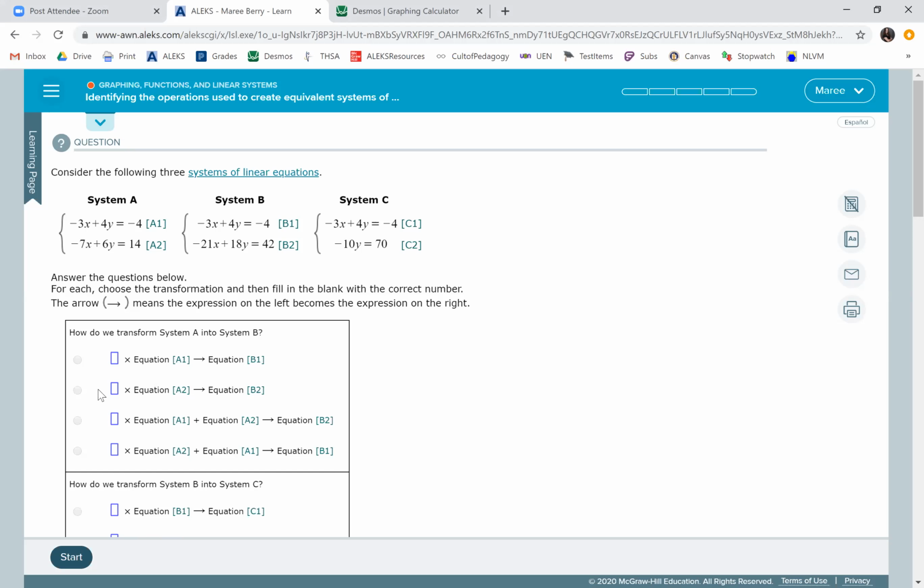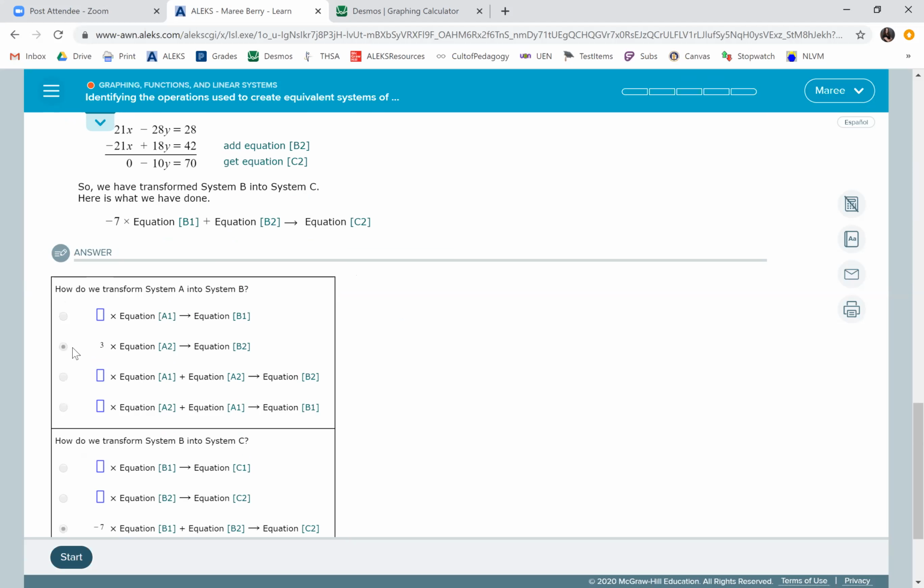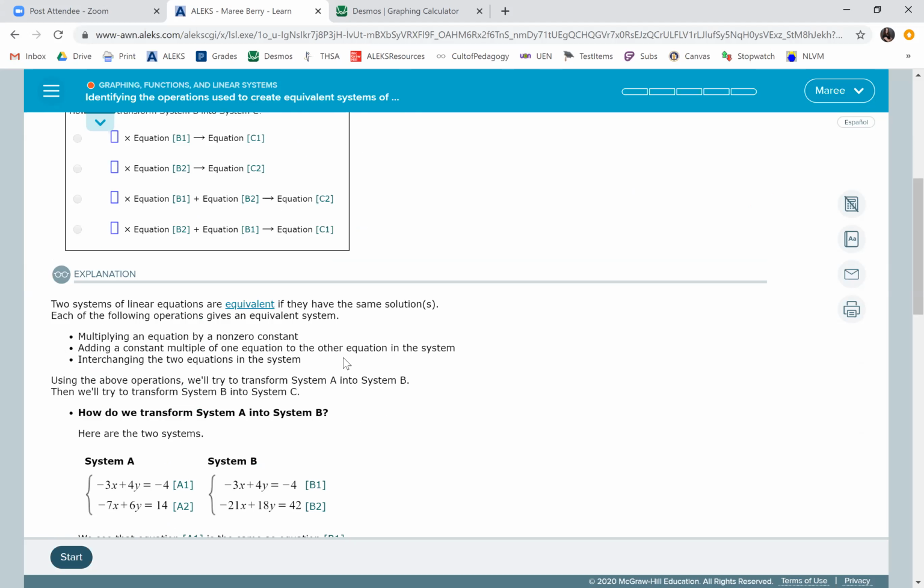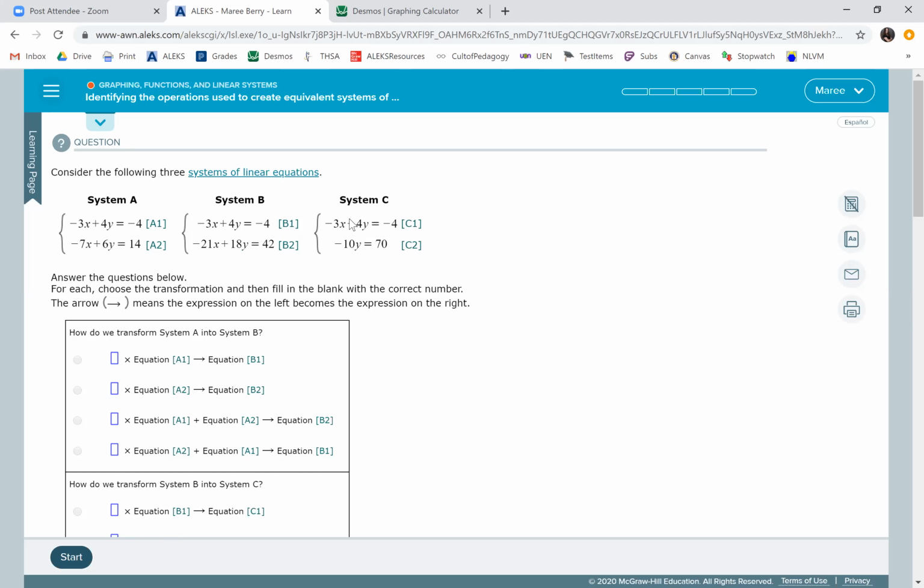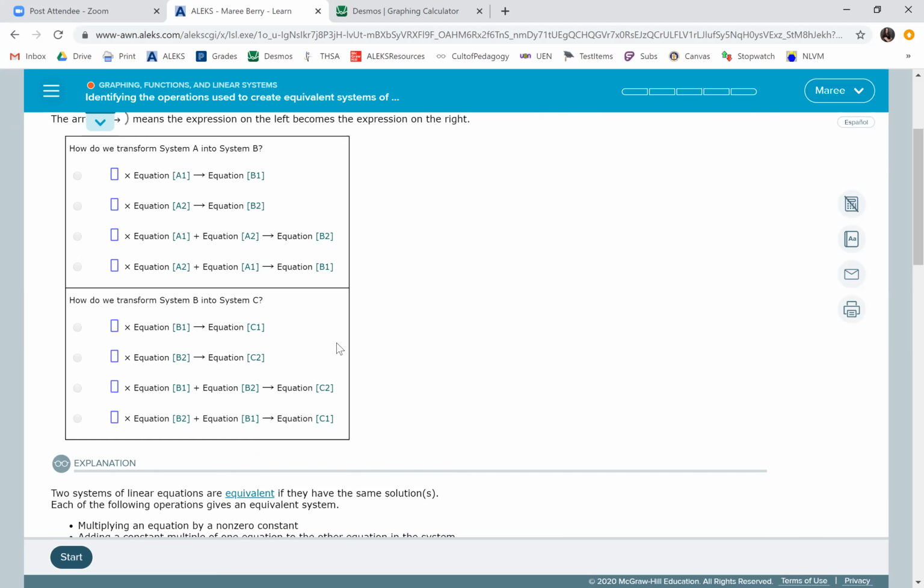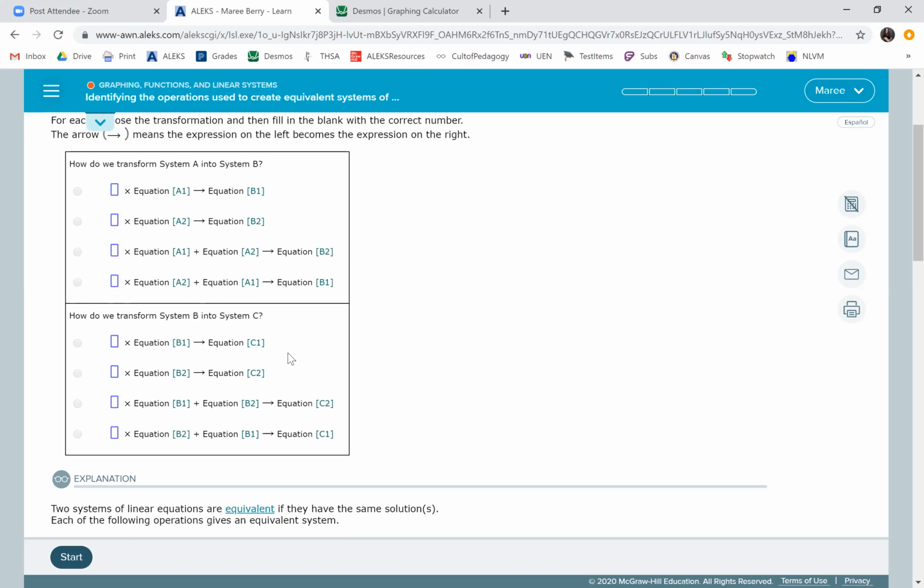Oh, we have to click this first. Oh, we can't because this is an example. So right here, we timesed that by 3 to get equation 2. Then we look and see, how did we get this equation right here? It looks like the x's are gone. So we have to times B1 by a -7 and then add it to B2 to get equation C2.